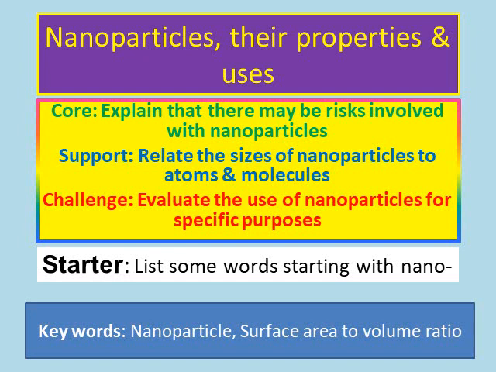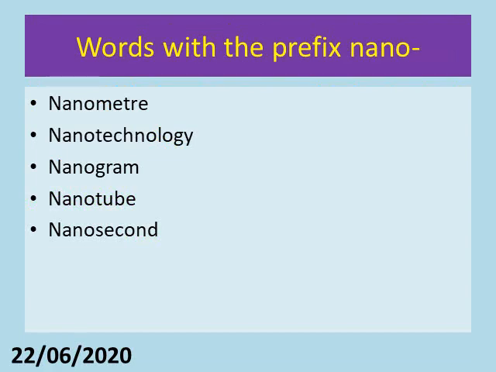And also as a starter, could you please list some words that you can think of starting with nano, please? Write a few down, pause it, and then press play again so I can tell you what some are. So some words that I thought of with the prefix nano are nanometer, nanotechnology, nanogram, nanotube and nanosecond. But you might have come up with some other words. You also might have looked a few up on the internet, and that's okay as well.